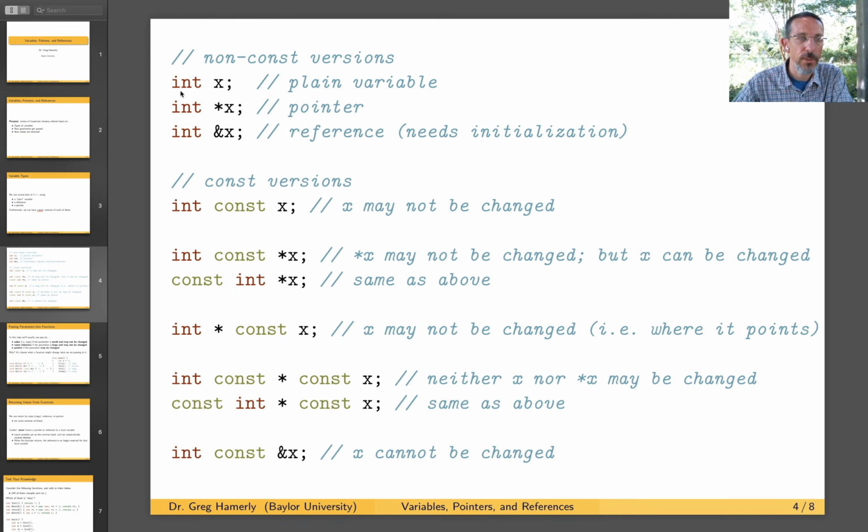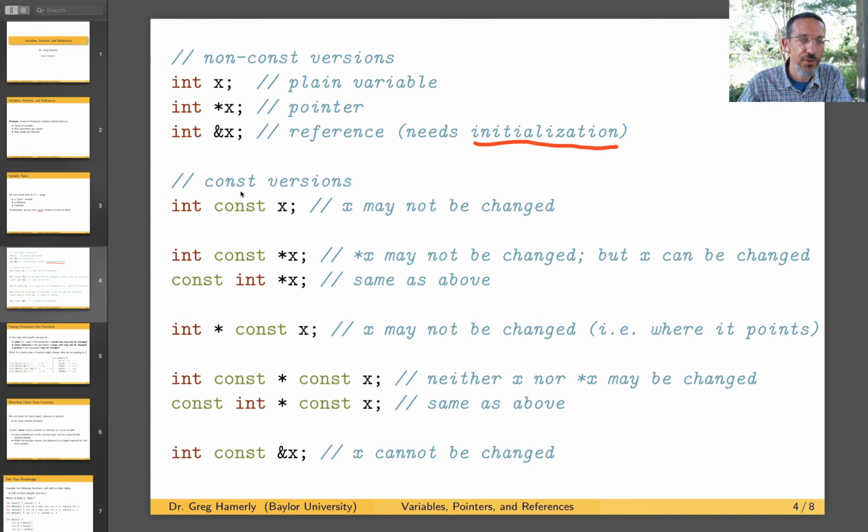So we have this plain variable int x, here's a pointer, and here's a reference. And references, of course, need initialization. We can't initialize them later. We can't just say int &x; this would be a useless declaration. We have to say int &x = some other variable, to say that that other variable can also be called x.